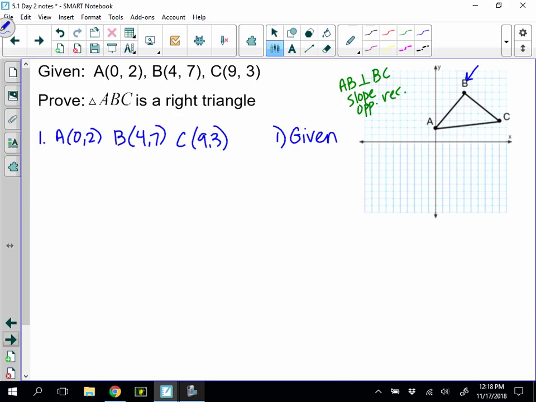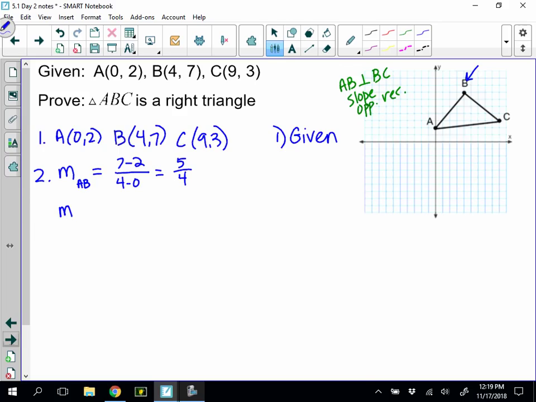So my next step, I have to calculate some slope. Okay, number 2. I need to calculate the slope of AB and BC. So I'm going to say m, and then I'm just going to put a lowercase ab there. So my slope formula is y2 minus y1 over x2 minus x1. So I'm going to do that with A and B. We want y2, so I'm going to take 7 minus 2, and then that will be divided by 4 minus 0. Well, 7 minus 2 is 5, so I have 5/4.